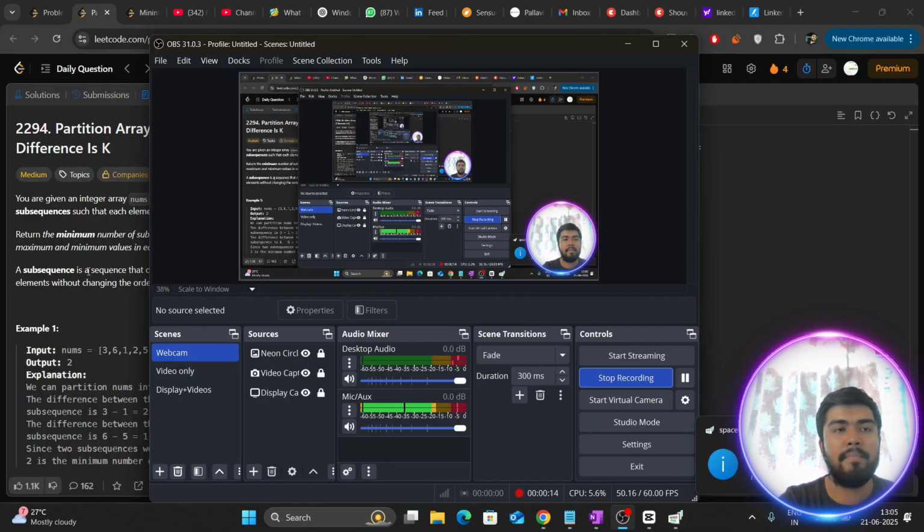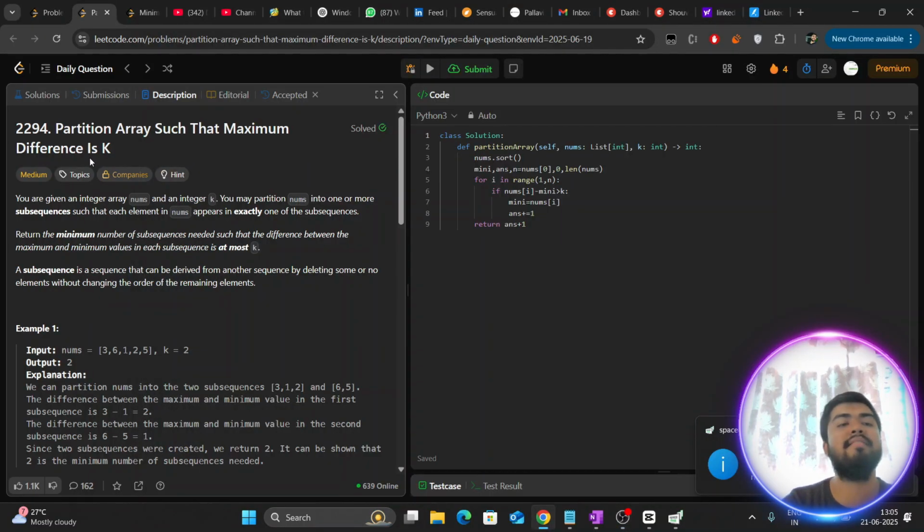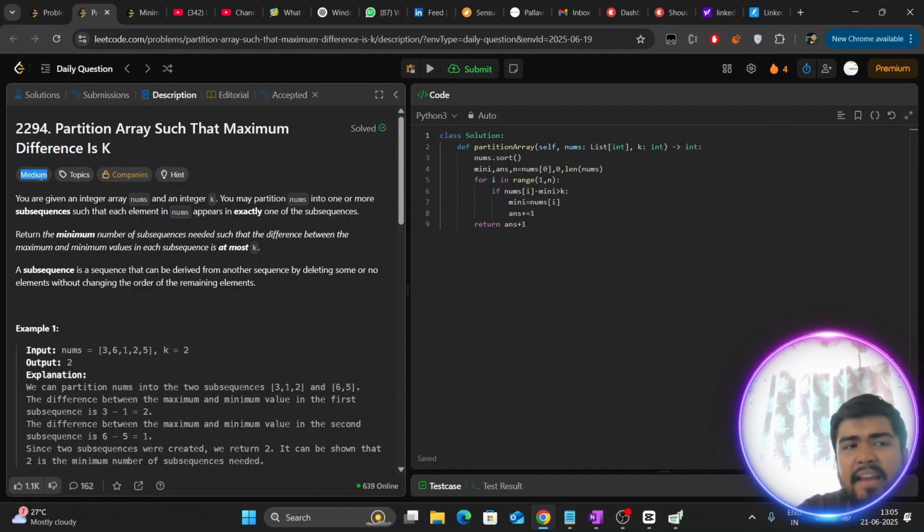So today we have this problem, Partition Array Such That Maximum Difference Is K. This problem is labeled medium, but I don't feel so. It's indeed an easy. You just have to identify the trick, then it's kind of super easy.